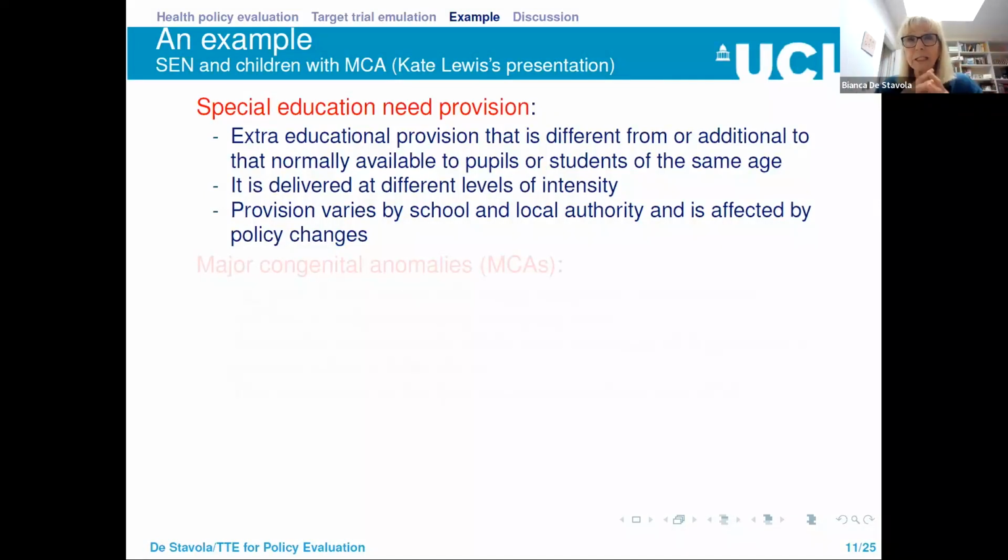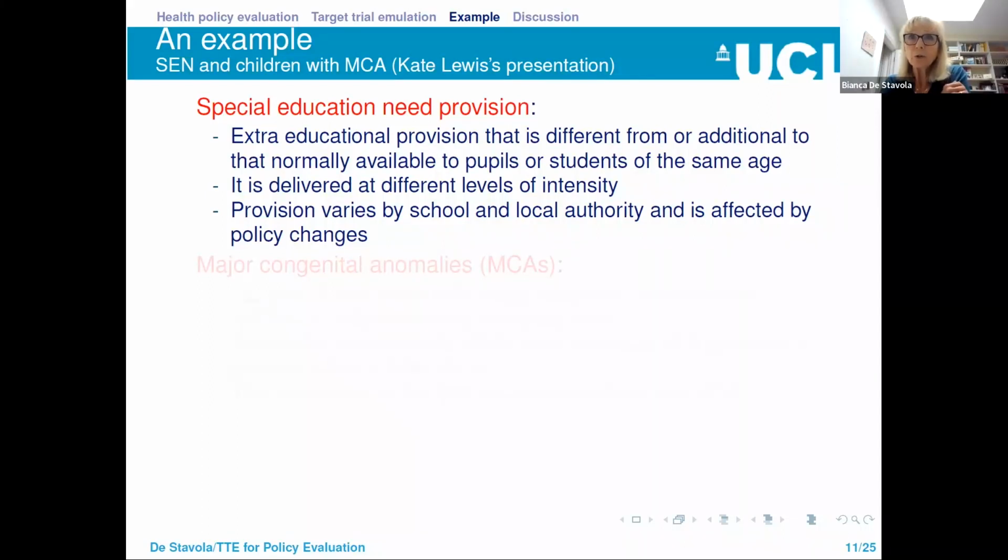where the definition of in need is quite complex. But just for simplicity, what I will consider now is a particular group of children who suffer from major congenital anomalies, and that's what Kate presented. But just to clarify, what do I mean by special education need provision?